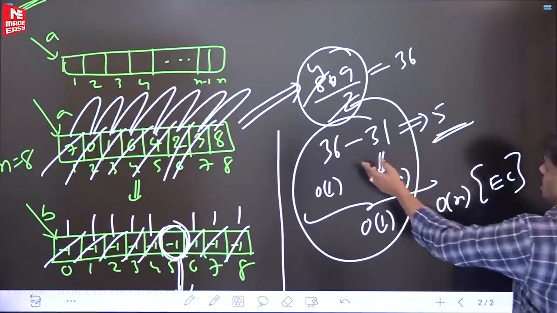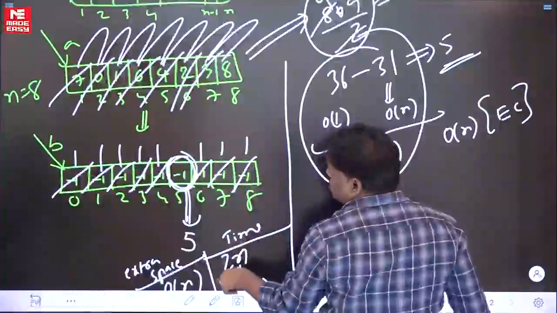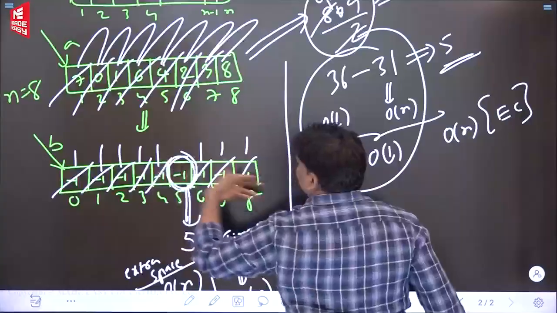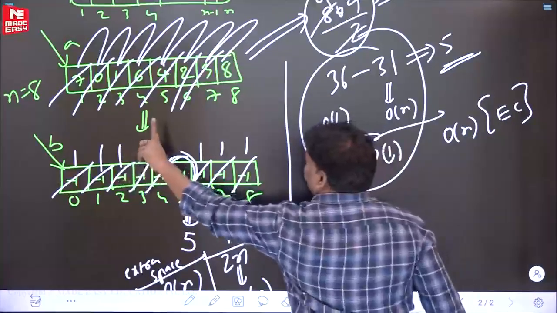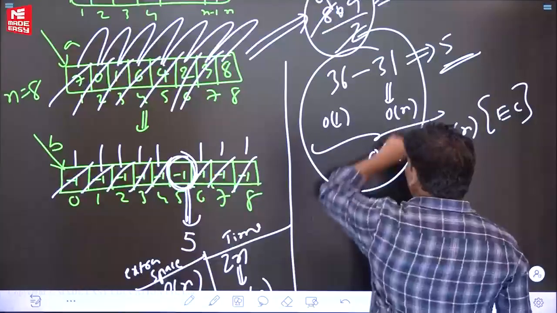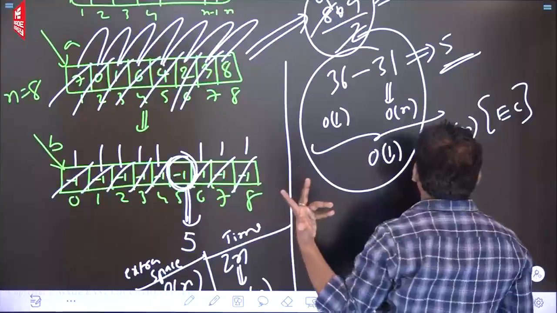Listen, this algorithm required one scan only. The other algorithm required two scans: one scan for who has come, and one more scan for who has not come. Two scans required. But here only one scan to find the sum, and afterwards nothing.